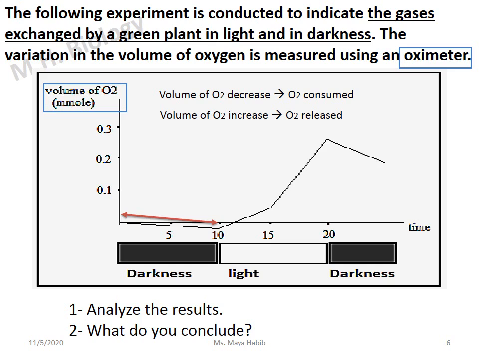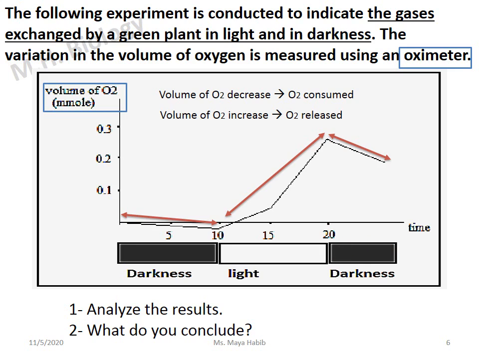But then, we place the plant in light, from the 10th minute to the 20th minute. And upon exposing the plant to light, the volume of oxygen increased, so oxygen is released. But after that, the volume of oxygen started decreasing upon replacing the plant back in darkness.